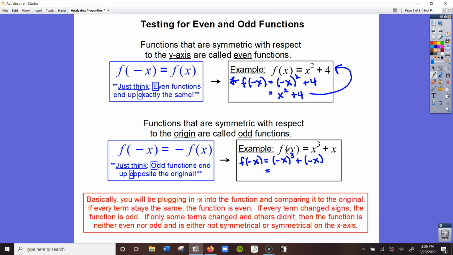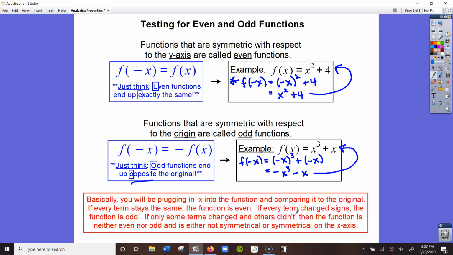So this negative x to the third would remain negative, and then plus negative x would be minus x. And when I compare it to the original, you see that everything changed signs. What was x to the third is now negative x to the third, and what was a positive x is now a negative x. And since every single term is completely the opposite, this is an odd function, and it is symmetric along the origin.